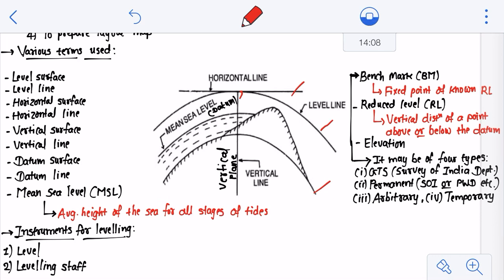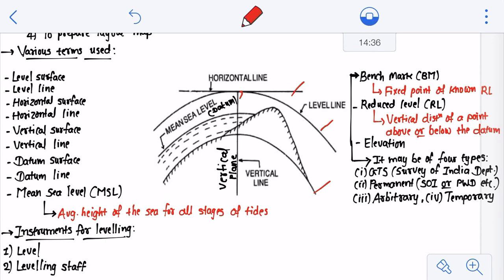So what is the difference between this level surface and horizontal surface here? This level surface is always normal to this vertical surface or vertical plane, whereas a horizontal surface is always perpendicular, and there is a difference between normal and perpendicular, as you know, right? And now any line which is available on this horizontal surface is also termed as horizontal line, right? So that's how you understand the difference between level surface and horizontal surface.